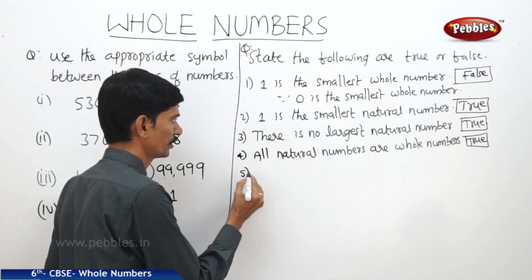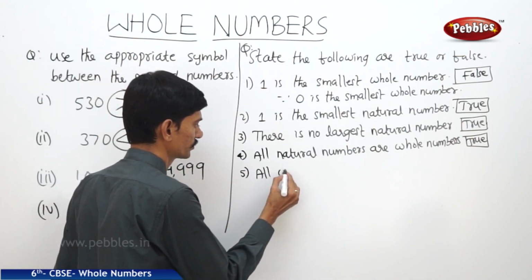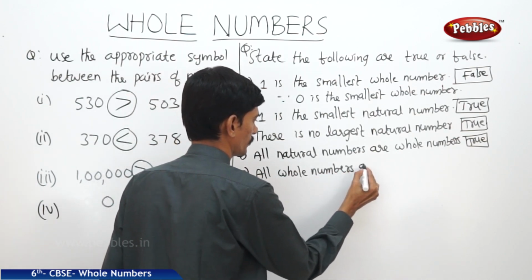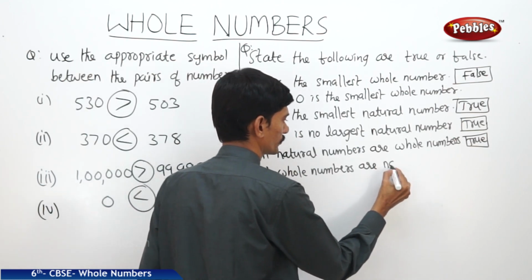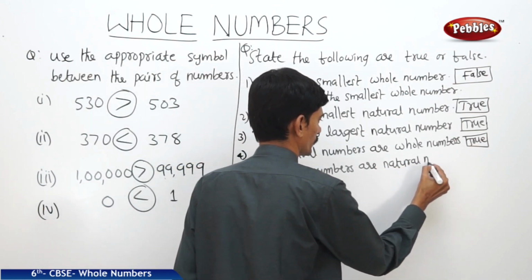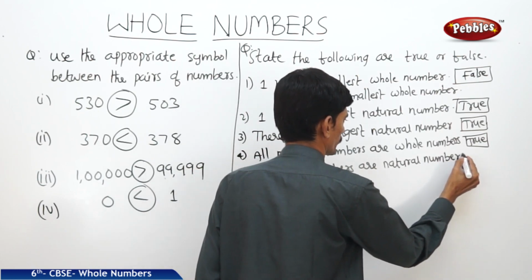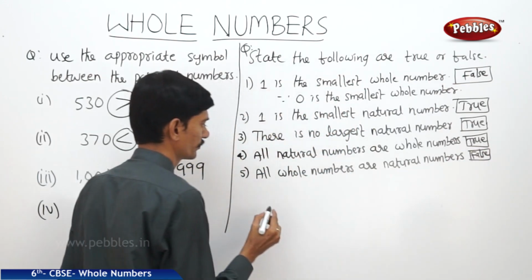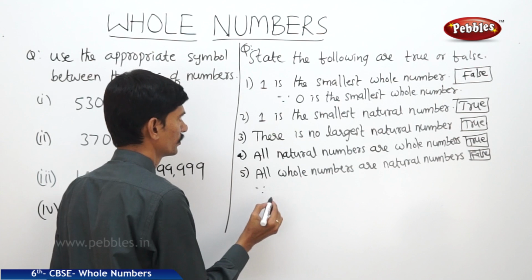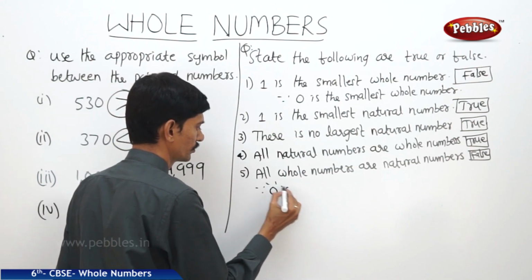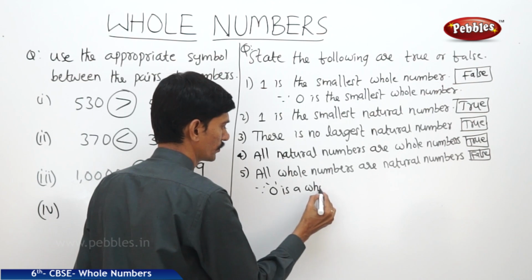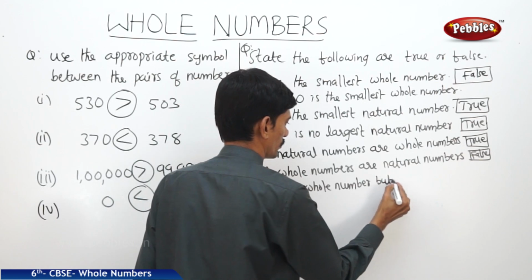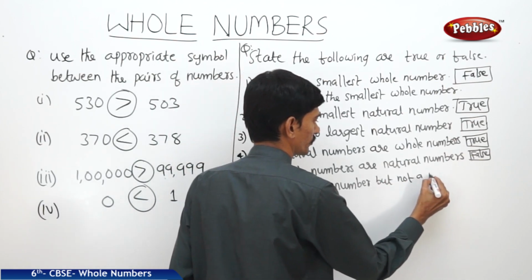And the next statement: all whole numbers are natural numbers. So this is false because 0 is a whole number, but not a natural number.